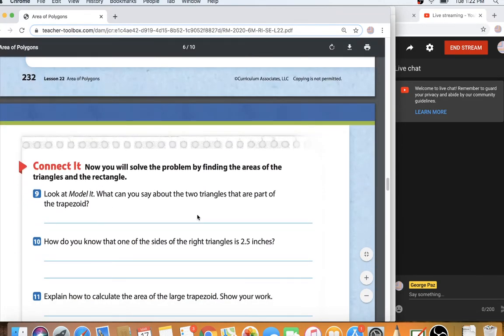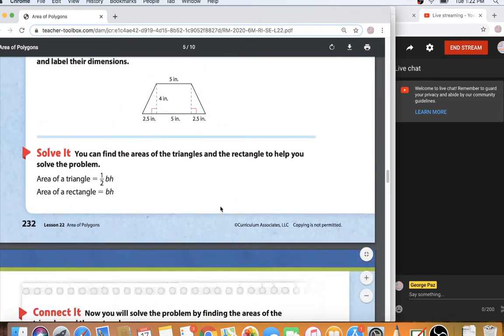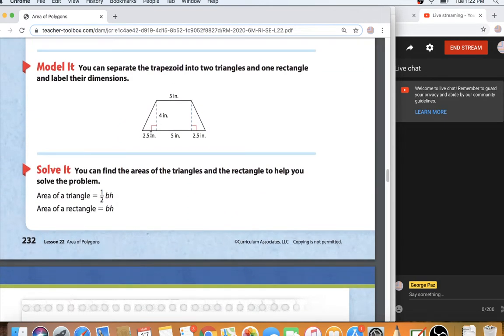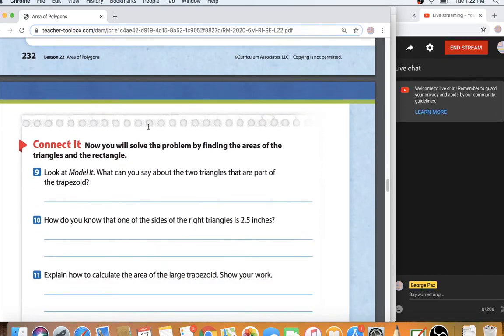What can you say about the two triangles that are part of the trapezoid? They have the same base, and they have the same height. We also can say they have the same area, but we don't need to put too much in that answer. Just the basics.